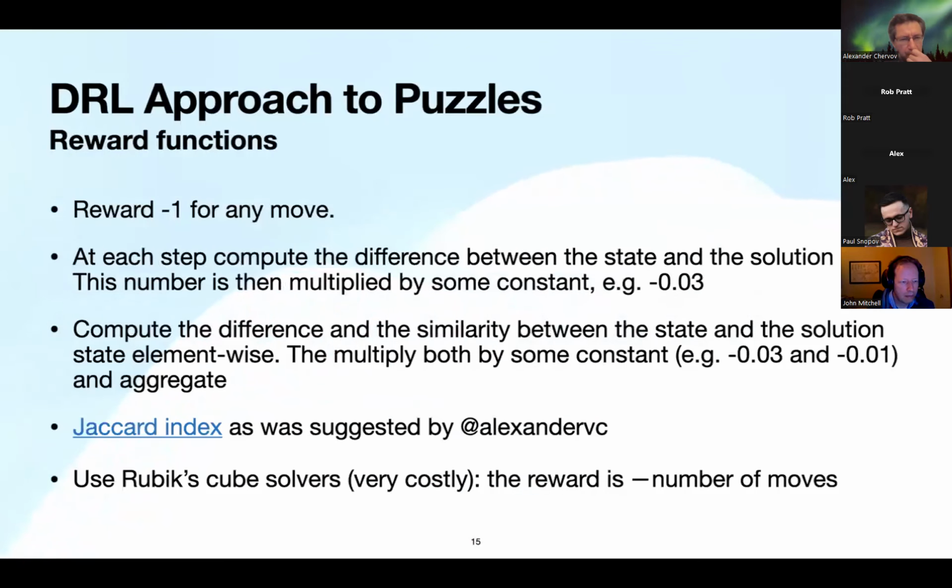Well, my attempts were the following. I tried just to reward -1 for any move. I tried to somehow compute the difference and the similarity and multiply them by some constants. I tried the Jaccard index that was suggested by Alexander in some kernels. And I tried to use just the number of moves minus the number of moves provided by the Rubik's Cube solvers. It's very computationally costly, but I tried to do that. None of these approaches went well, as I said. So that's it on this side.